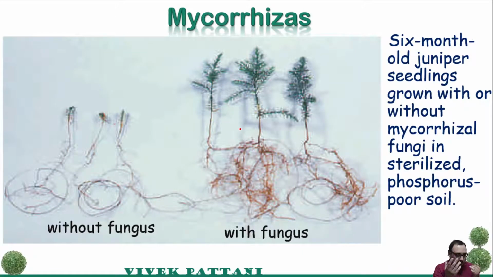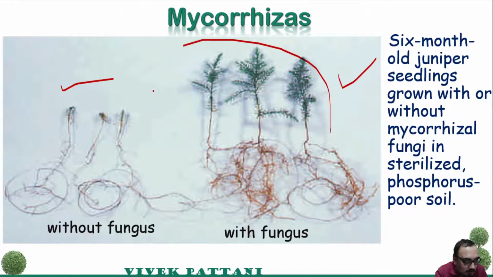The photograph is on your screen. So 6-month-old juniper seedlings were grown with or without mycorrhizal fungi in sterilized, phosphorus-poor soil. Now you can see the differences, without the fungi and with the fungi. With the fungi you can see more growth of the same plant.